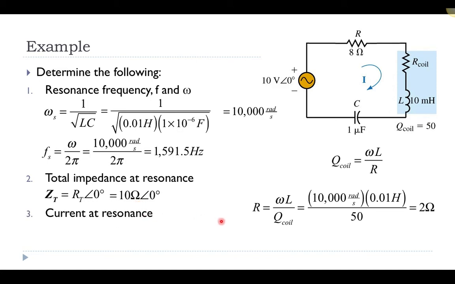I can also determine what the current is at resonance. The current is just the voltage over the impedance. The voltage is 10 volts, phase angle of 0. My total impedance is all resistive because I'm at resonance, and so this is just 1 amp with an angle of 0 degrees.